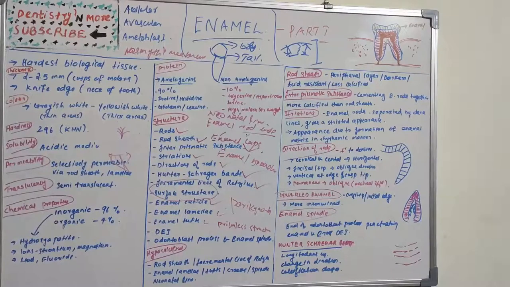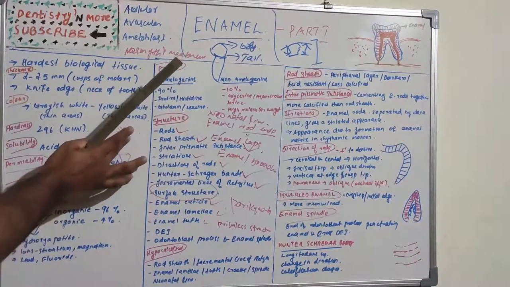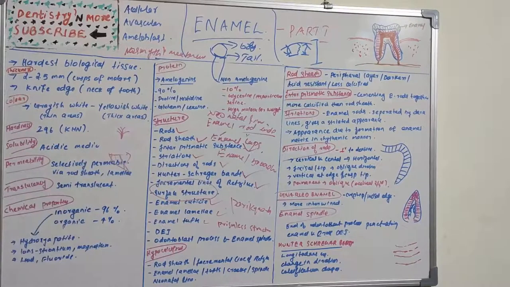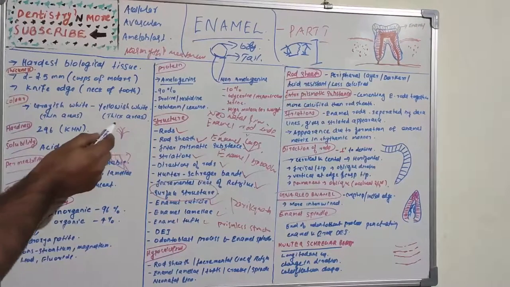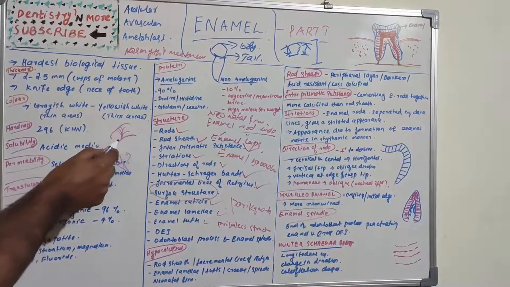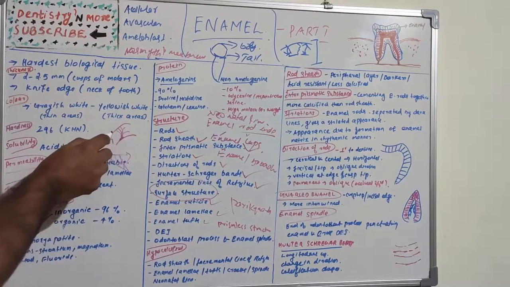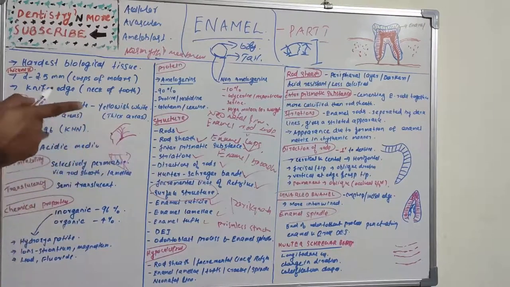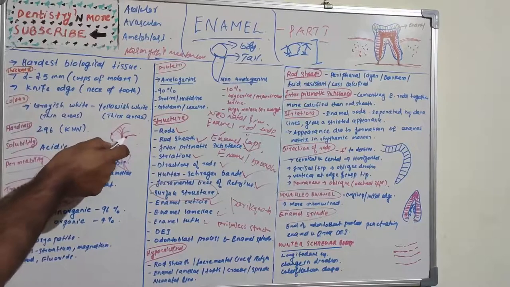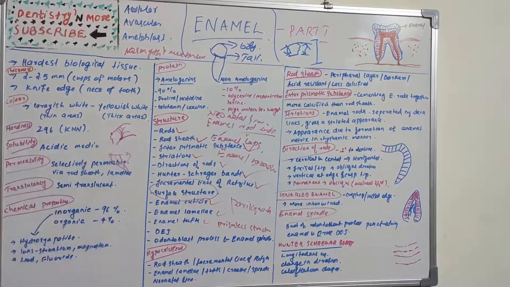These consist basically of hypocalcified enamel rods and interprismatic substances. So that is enamel tufts. They arise from the DEJ. Enamel lamellae arise from the outer surface of the enamel towards the DEJ, but enamel tufts arise from the DEJ and reach up to 1/5 to 1/3 of the enamel thickness.